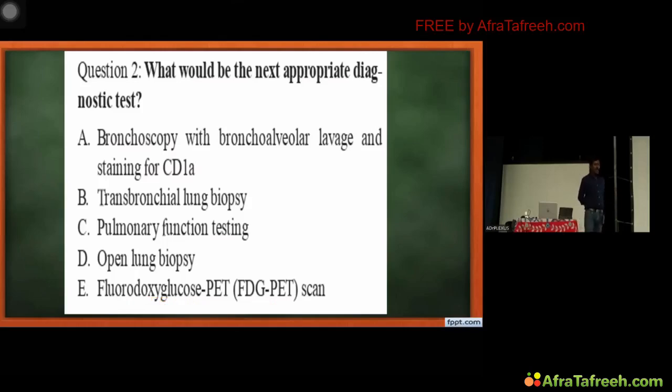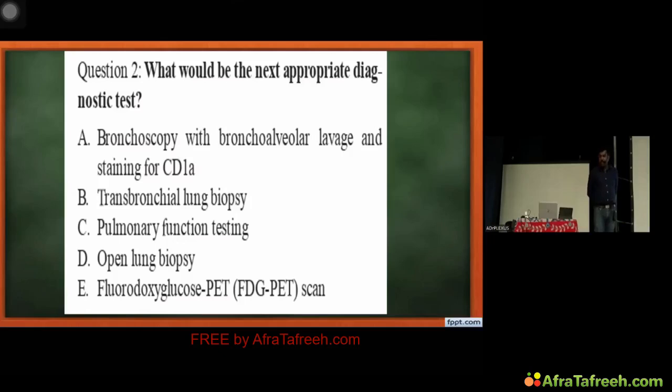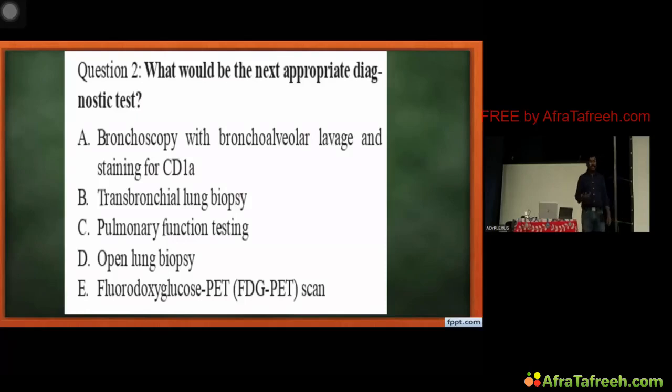Whenever you stain for CD1a, you will get positive for CD1a. And whenever you take a biopsy, what kind of appearance will you get? Tennis racket sign. You will get tennis racket sign in PLCH. So this is about interstitial lung disease.